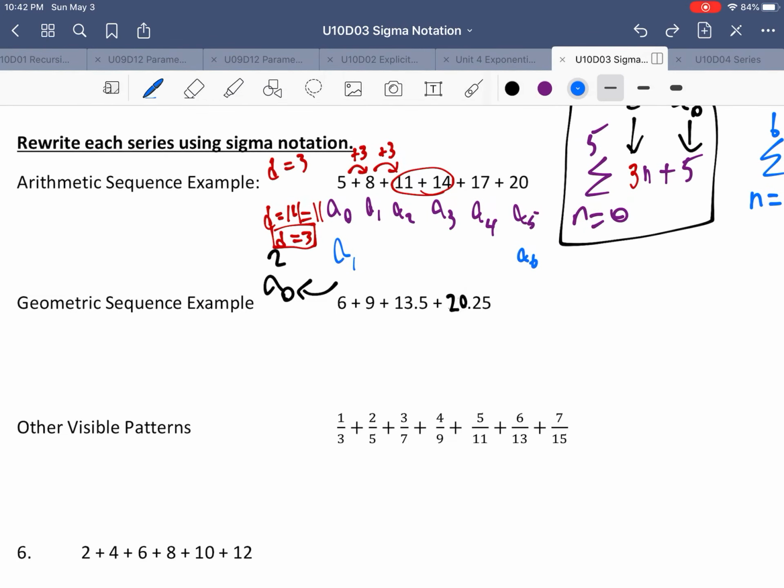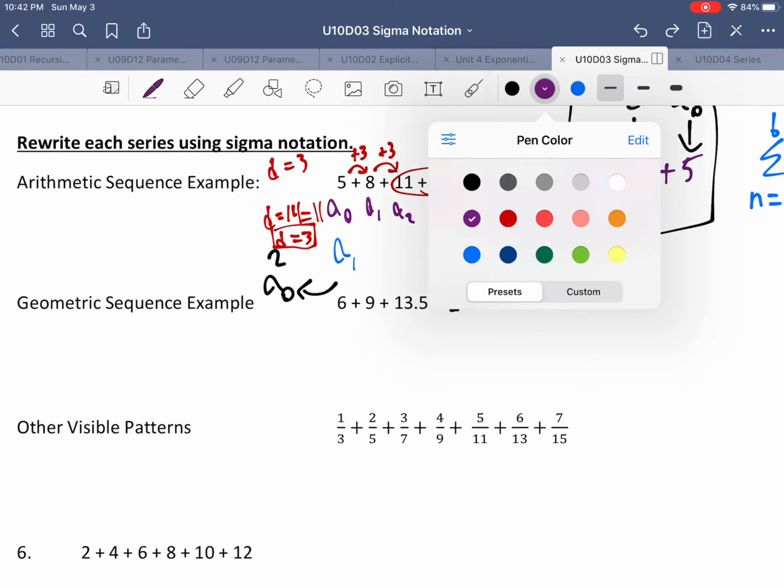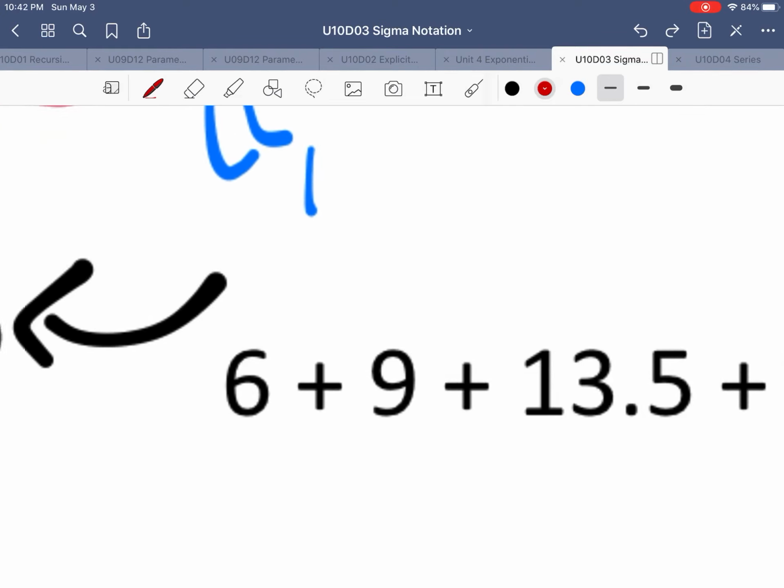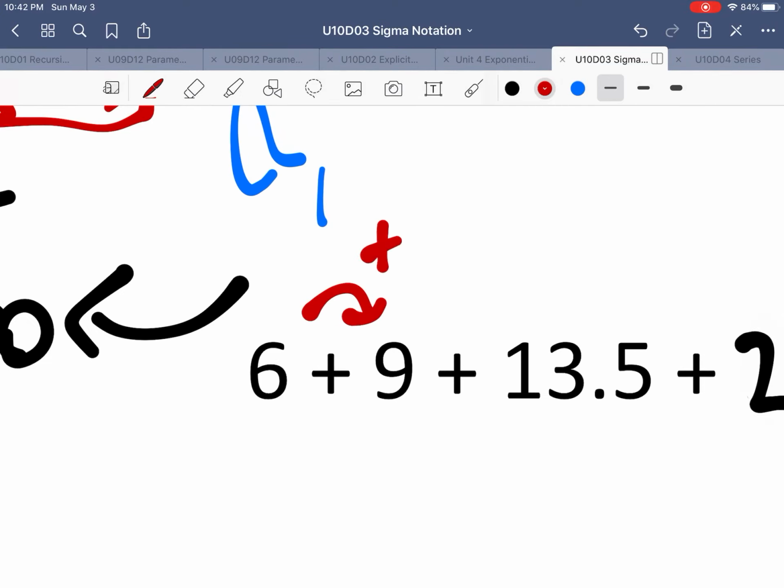All right, let's take a look at a geometric sequence. So in a geometric sequence, that means we have a common ratio, so we're multiplying by the same value over and over again. And this one should be pretty clear that it's not an arithmetic sequence, because if we were to add, we would do plus 3, but 9 plus 3 is not 13.5. So clearly this is not an arithmetic sequence.